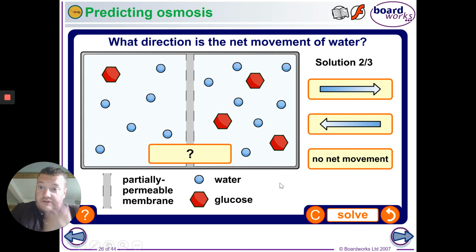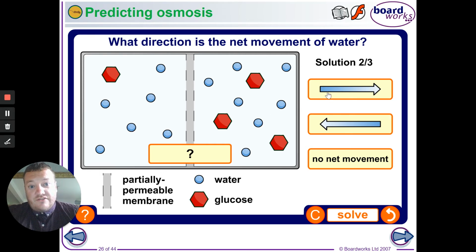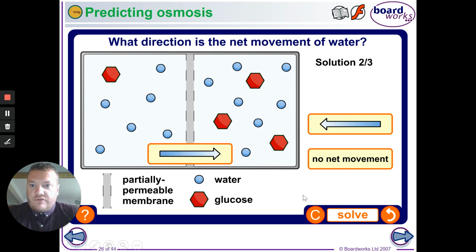Now this one's a bit more difficult because if you're just counting the blues, there are 1, 2, 3, 4, 5, 6 blues on the right side, and there are 1, 2, 3, 4, 5, 6 blues on the left side. So you might think, okay, maybe there's no net movement. But actually, there are more glucose on this side. There are 3 as compared to 1 on this side, and therefore the left-hand side has a high concentration of water because the right-hand side has a high concentration of glucose. And so the overall net movement of water will be from left to right like that.